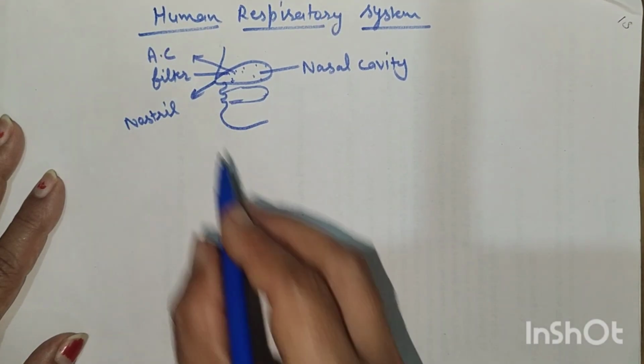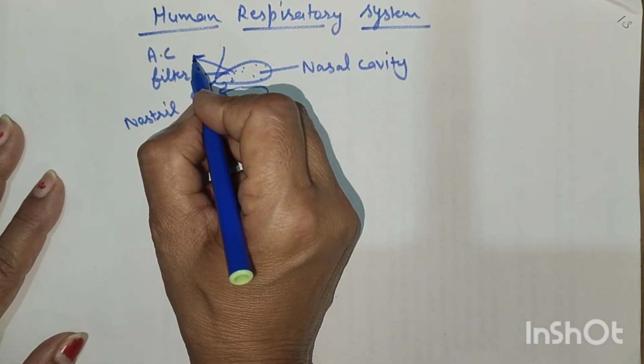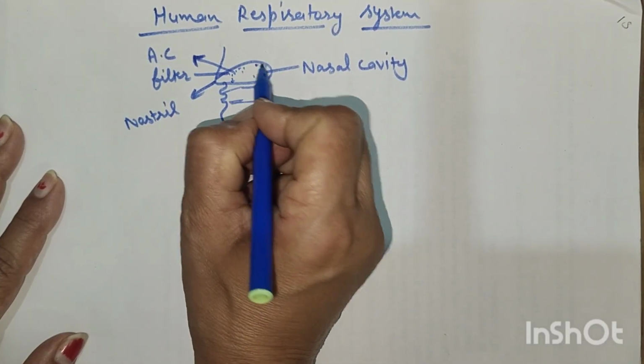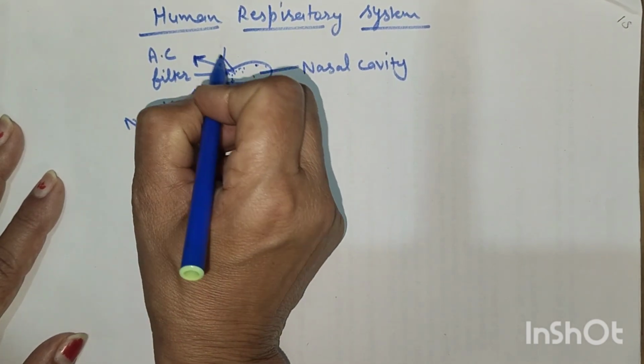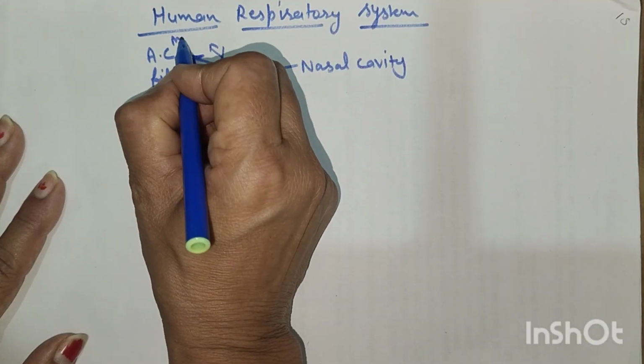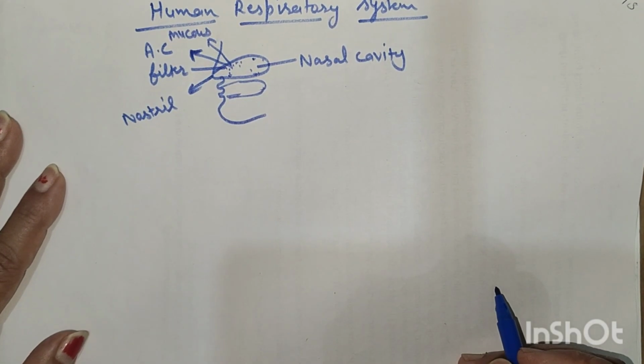It maintains the temperature of the air according to the lungs. Here is another slippery substance that is called mucus.